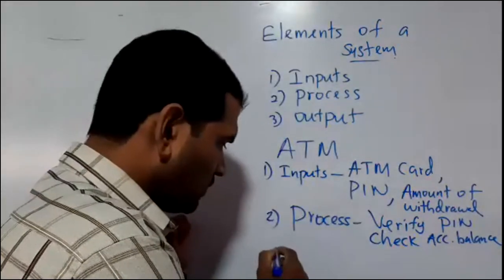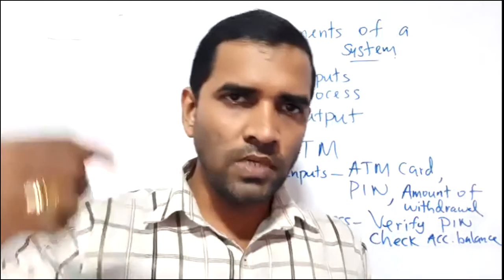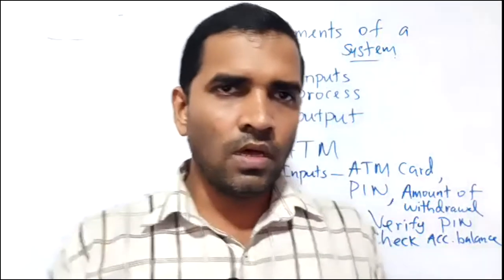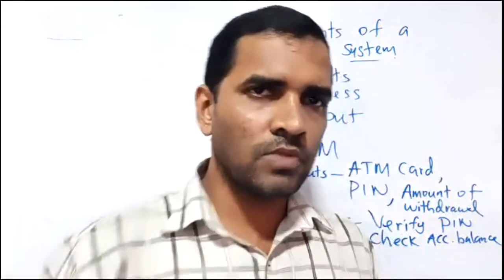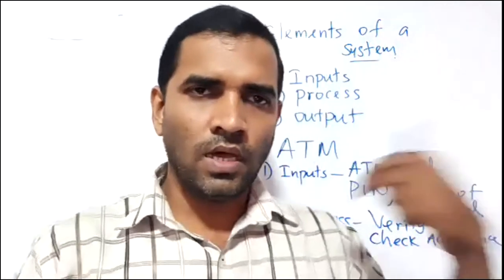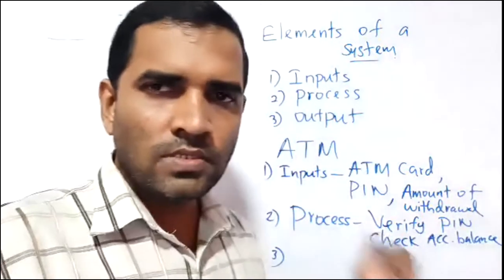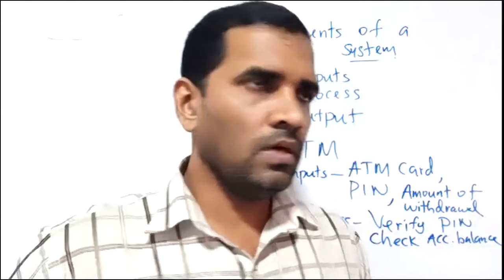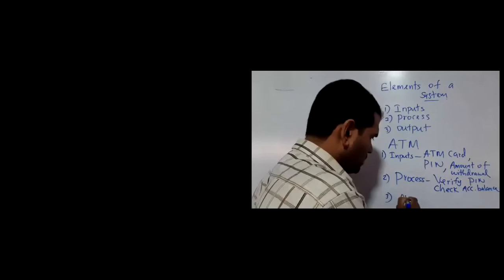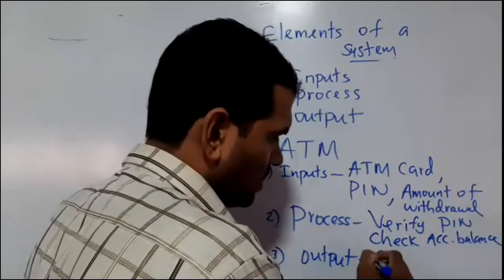As the result of these processes, we will be able to get some output. Output means the system gives something back to us. We are the people who gave something to the system. Processes happened inside the system and the system gives something back to us, right? In this case, tell me one output. Cash, taking money. Right, the money. That is important, the first one.